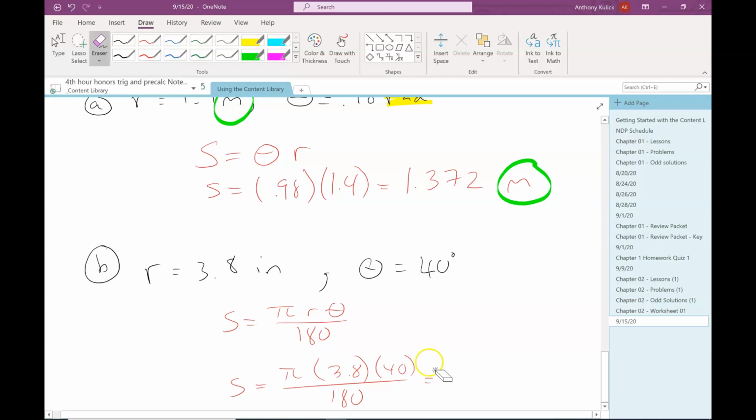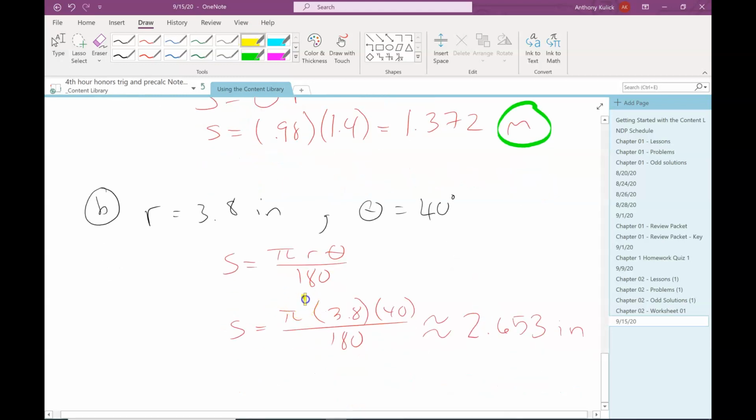When I do that, I get approximately 2.653 inches. Why is this one an approximate solution and the other one I gave you an exact solution? Ben? Perfect. Yes, exactly right. So here, in the degree version, we're multiplying by pi.